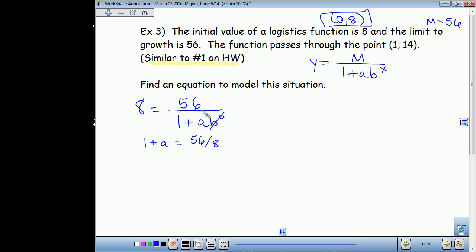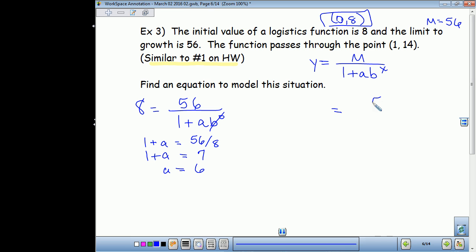Don't distribute that 8, I just immediately divide by it. And so I get 1 plus a equals 7. And so a is 6. Okay, so now I have another piece of the puzzle. I know that a is 6. So let's plug in 6 now.